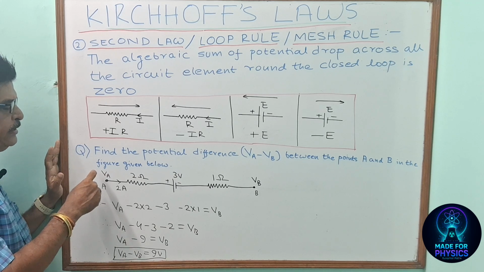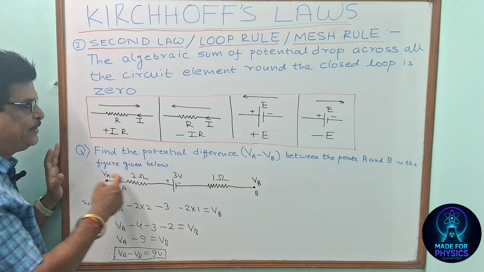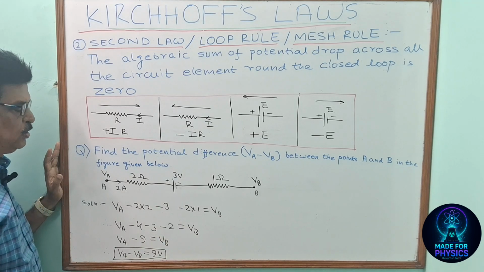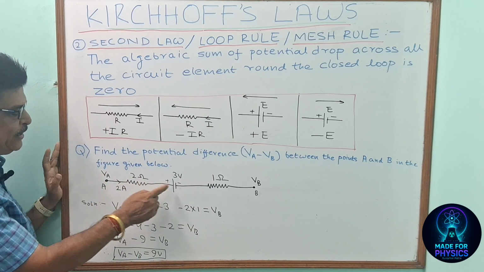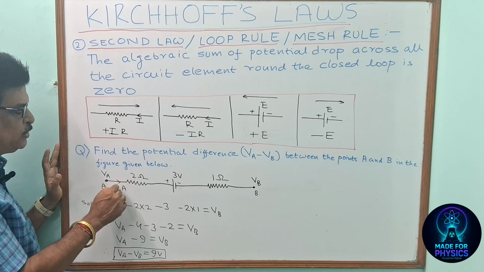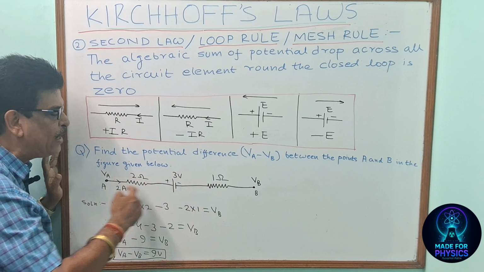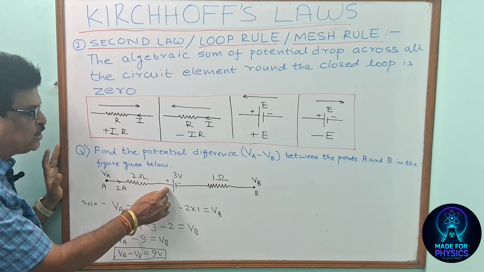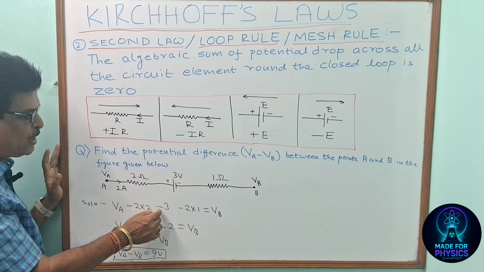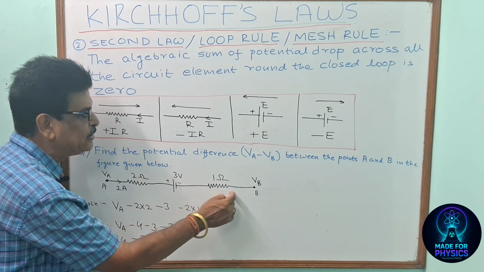We will apply Kirchhoff's law along this path. So along this path we are applying Kirchhoff's law. So what happened? VA, you are moving along the direction of current. Therefore the product 2 into 2 becomes negative. Current into resistance is negative, because you are moving along the direction of the current. Here we are moving from positive to negative terminal. That's why minus 3.